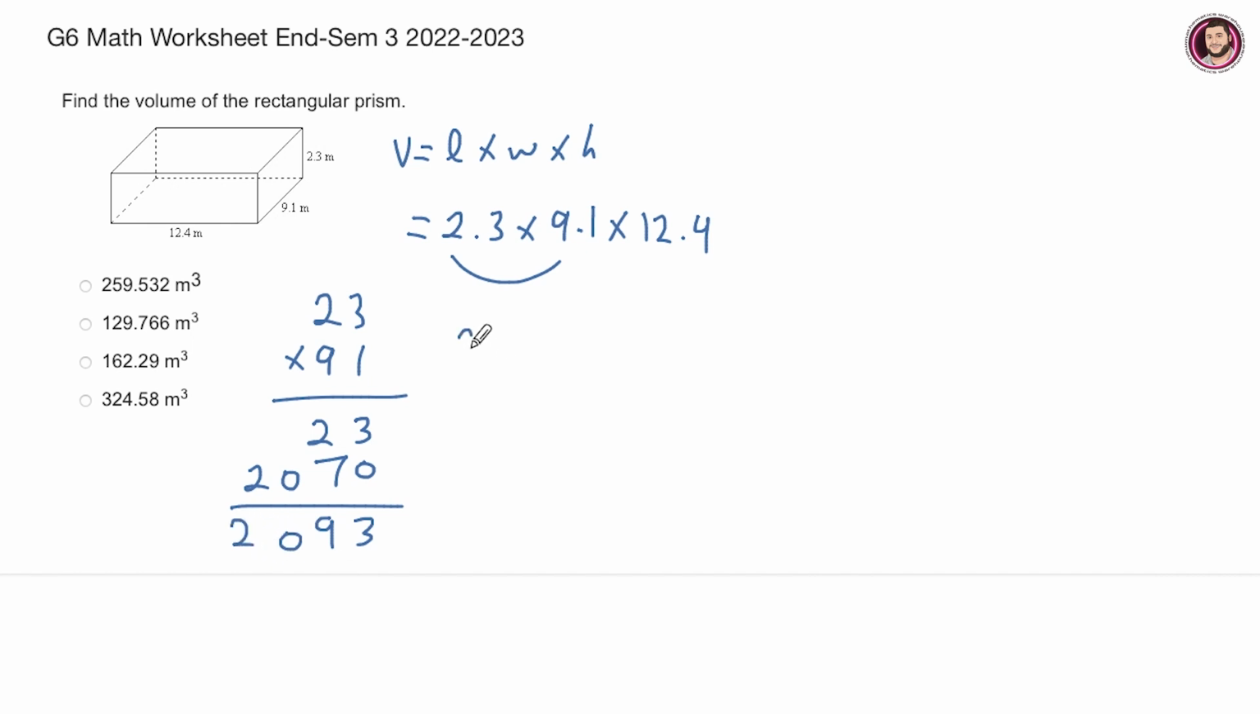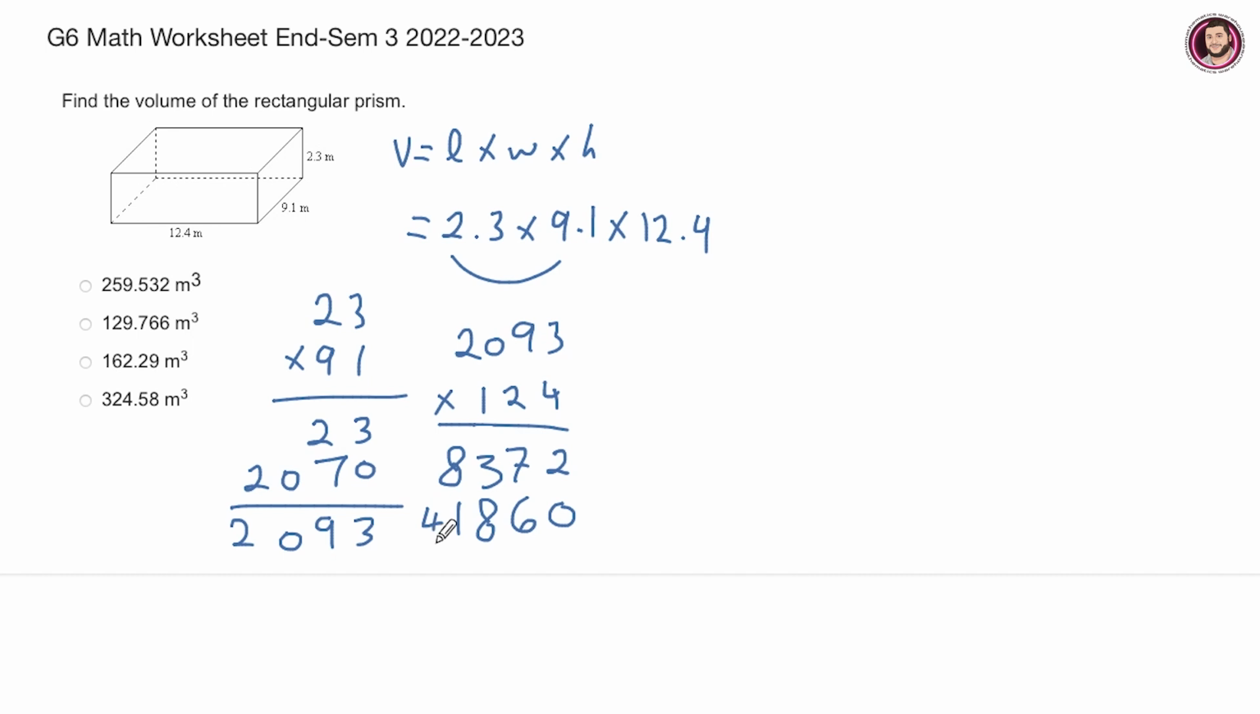Now multiply this number by 124 by ignoring decimal point. 4 times 3, 12, 2 and carry up 1. 4 times 9, 36 plus 1, 37. 7 and carry up 3. 4 times 0, 0 plus 3 down. 4 times 2, 8. Put 0 for 2. 2 times 3, 6. 2 times 9, 18. 8 and carry up 1. And 0 plus 1, 1.